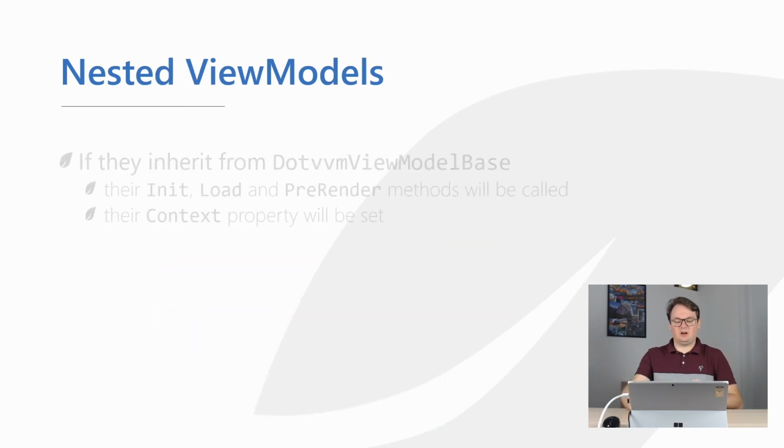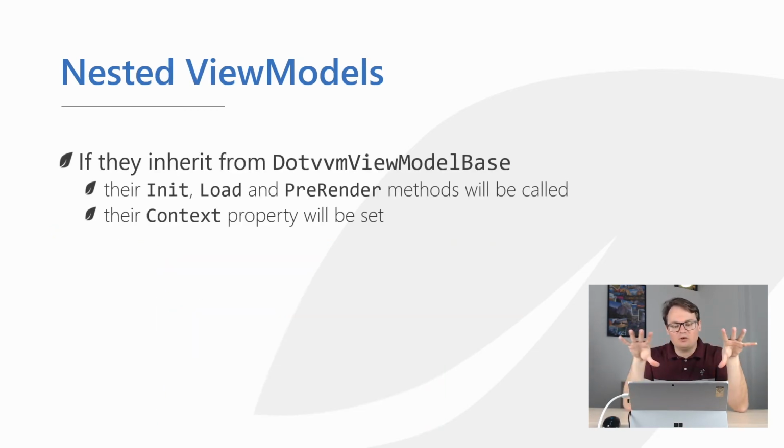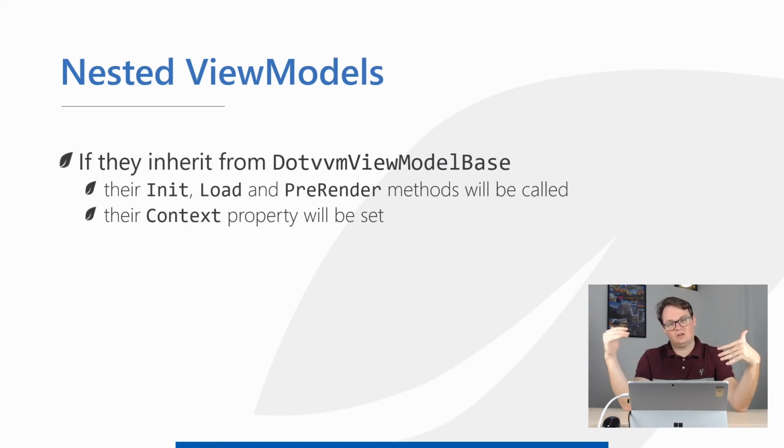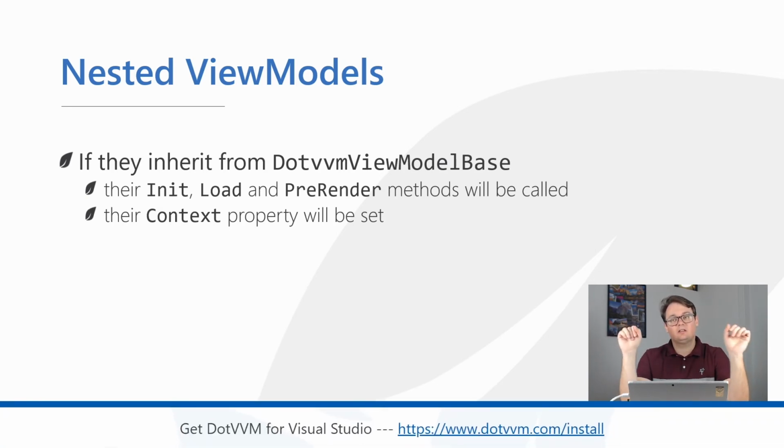DotVVM supports this scenario, and if these child view models inherit from DotVVM view model base, they will also have the init, load, and pre-render methods, so you can override the pre-render method in the login and in the register, and they will be totally independent. DotVVM will call them both, but they don't need to know about each other. They are completely separate.